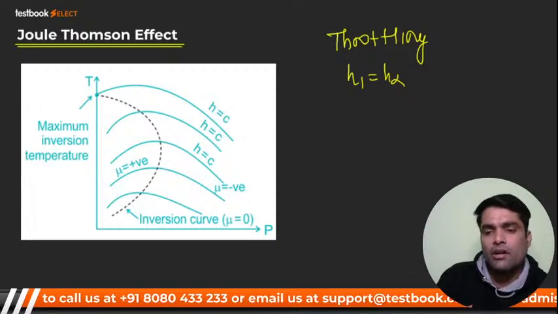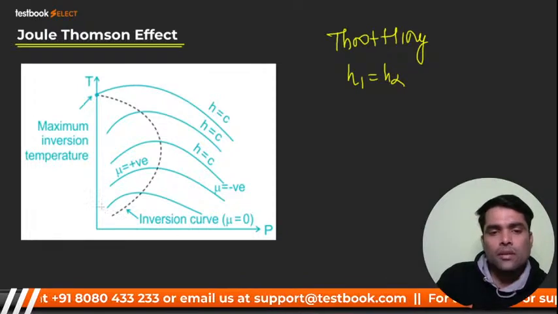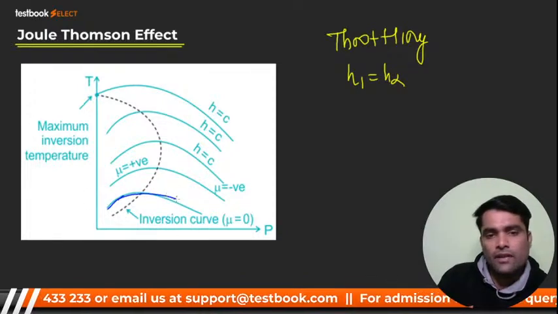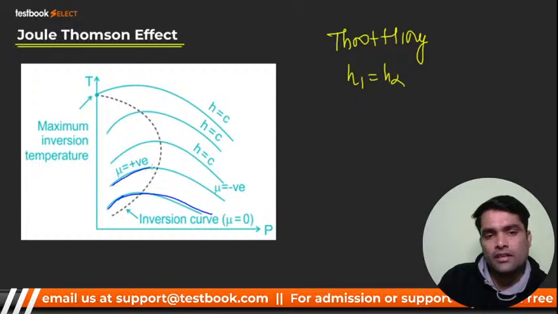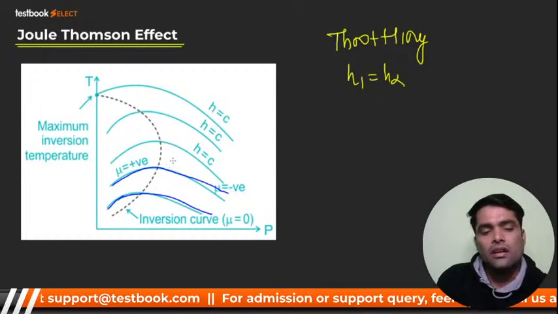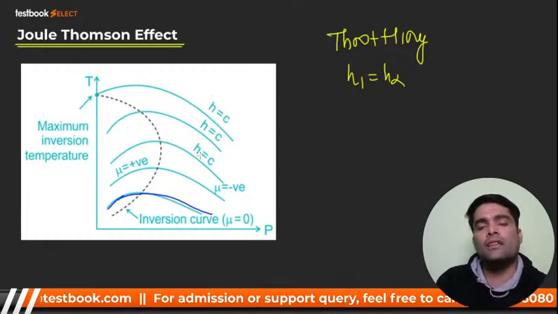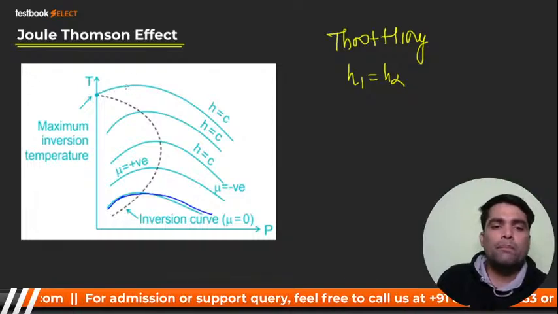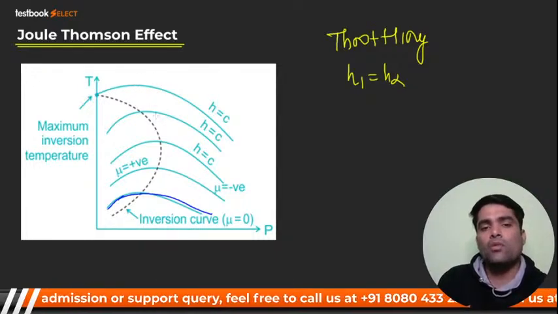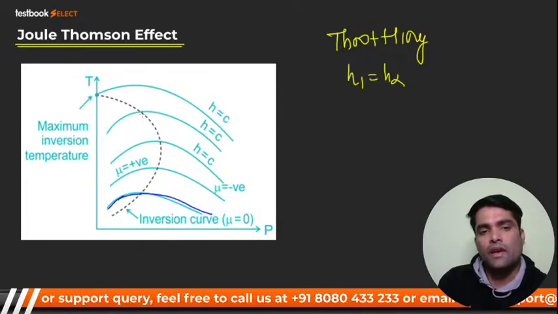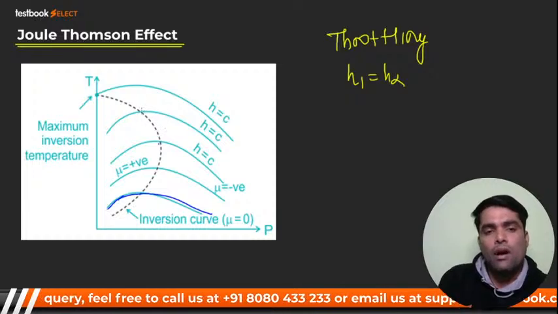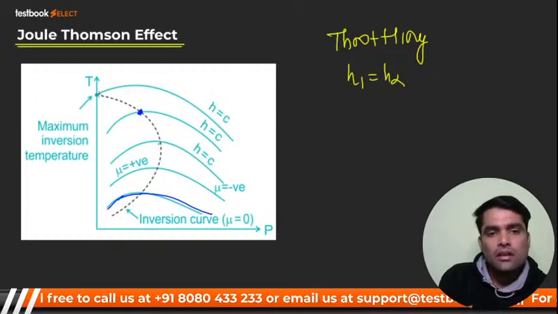So here you have drawn the processes, right? Different isenthalpic processes at different enthalpies. This is also a throttling process, and we have many throttling processes. The peak value of the temperature in each one, we have joined by a locus, that is, we have marked points like this.